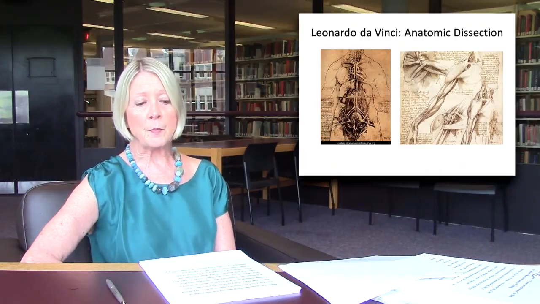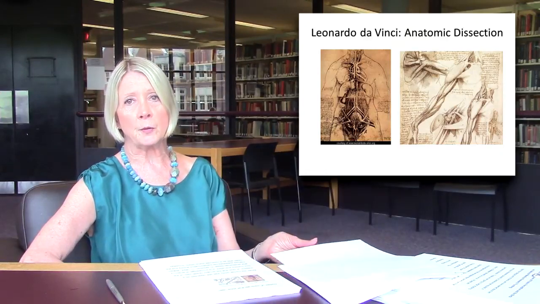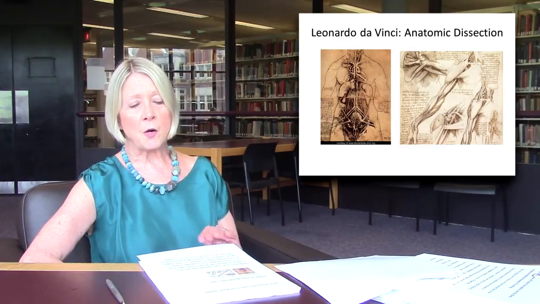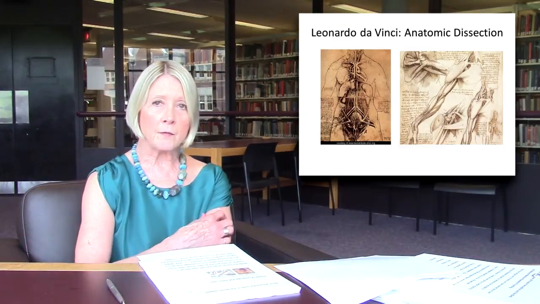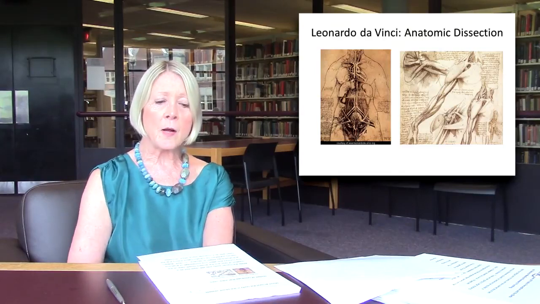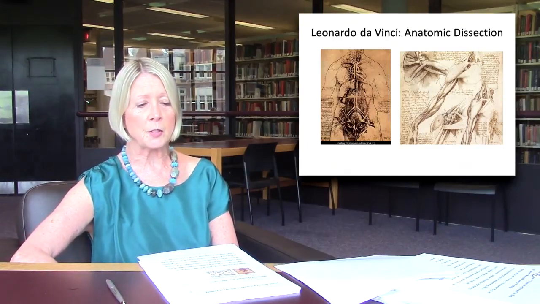The church did not permit the dissection of God-fearing bodies, so it was often the bodies of criminals that were used. In this slide you can see Leonardo da Vinci's drawing of the torso and the organs of the chest and the abdomen on the left, and his drawings of the muscles of the arm on the right, and the latter were drawings that he used to inform his sculptures.